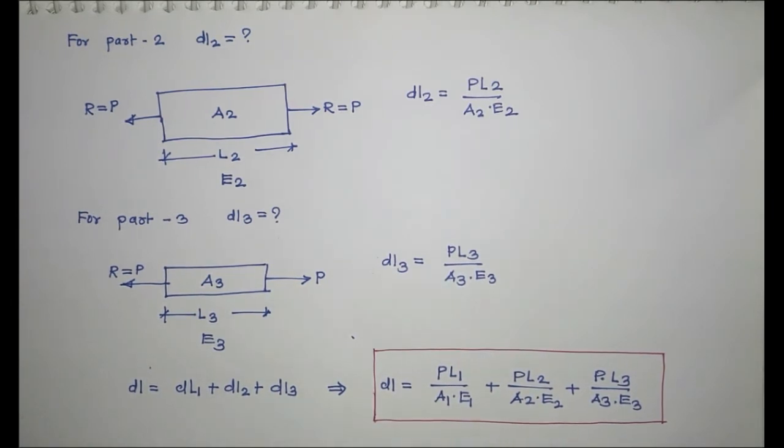Now in most cases you will find that E1, E2 and E3 will be the same if the material for all the 3 parts is the same, and if the lengths are the same, then again we can have length equal to L if it is of the same length. But we will assume that it is of different lengths, different areas and different modulus of elasticities. Now based on this part we will try to solve some of the problems.